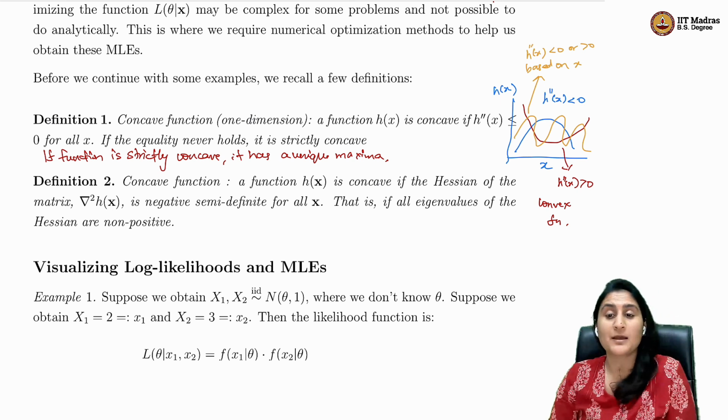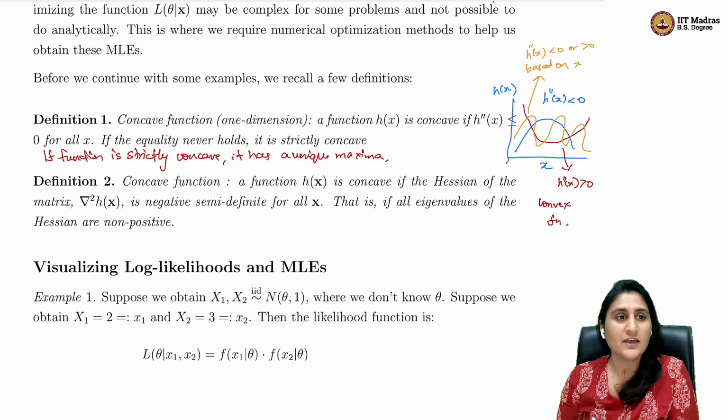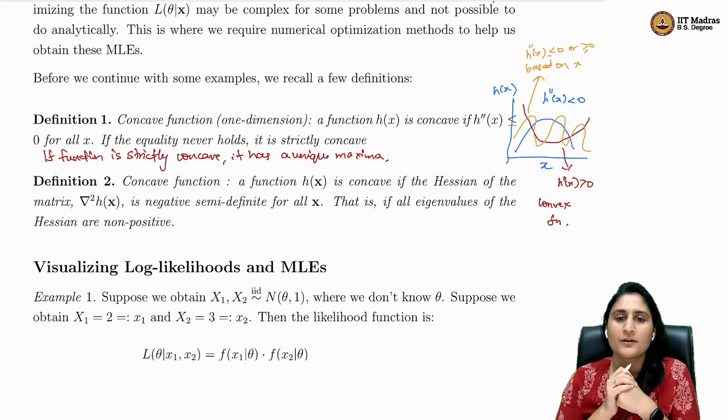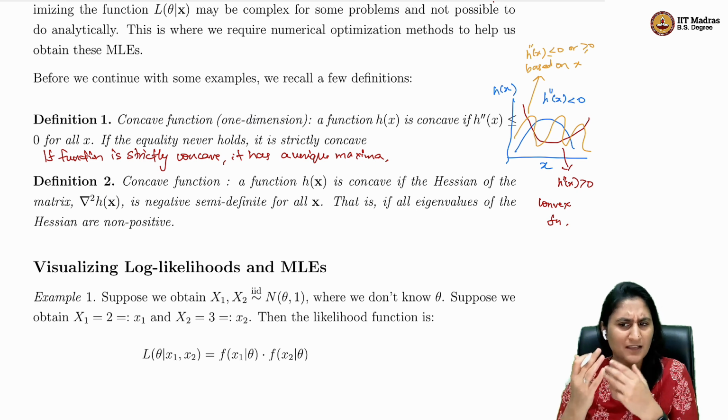Can be h double prime x, the second derivative can either be less than 0 or more than 0 based on what the value of x is. And I should say greater than or equal to 0 or less than or equal to 0. Okay. And so in orange, there is a function there that is not concave, not convex. It's fairly complicated, and we don't like those functions in terms of optimizing them.